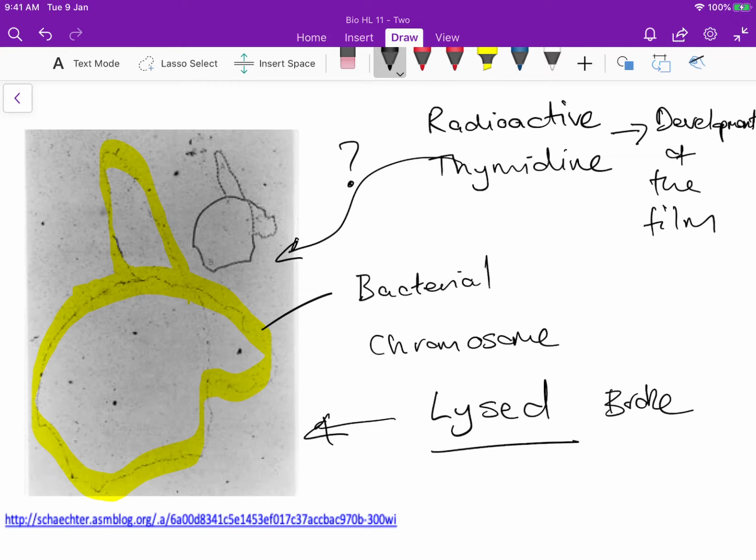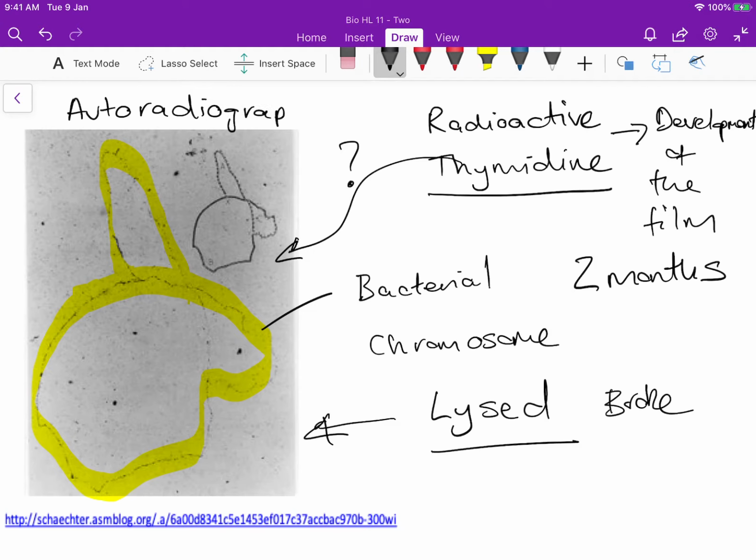They put it next to a photographic film, and they had to leave it for a period of 2 months for it to develop. It wasn't like quick photography film. And so over a period of 2 months, the radioactive thymidine gave out radiation which developed the film, and then they produced this. And this technique is called autoradiography. So autoradiography. It's the idea of radioactivity and kind of photography together.